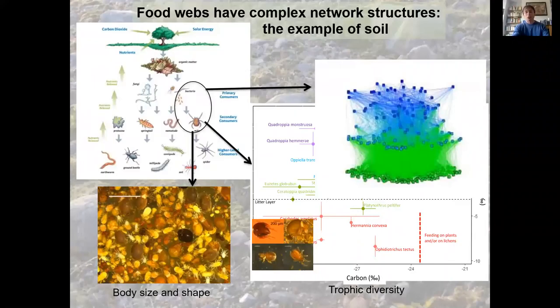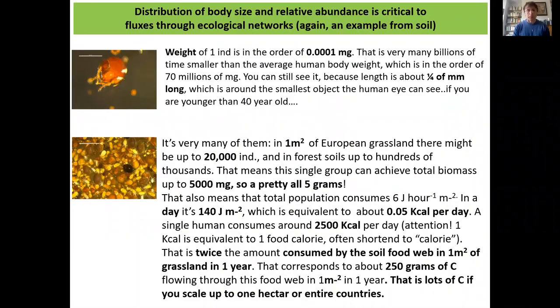Now, the structure of this network is particularly important, in terms of the energetics of the system, in terms of how the energy flows through the system. And so also then things like, for example, the total amount of carbon that is flowing through the system. And this is again a particular example from the soil food web. You can see from this example how body mass, so the size of the organism, is particularly crucial to those important quantities, such as the total amount of energy that flows through the system.